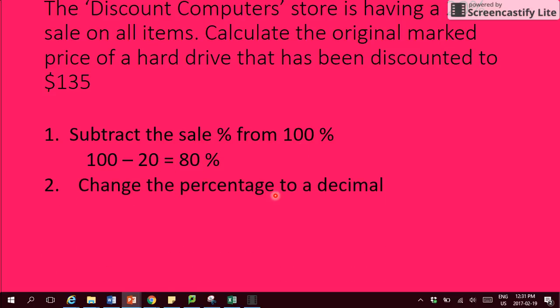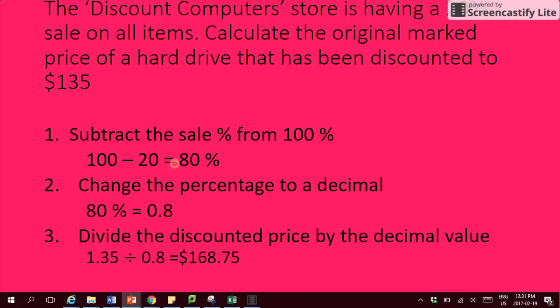Number 2, change the percentage to a decimal. So there again, we move our decimal place 2 places to the left, once and twice, and now we're sitting at 0.8. We now divide the discounted price by the decimal value, so 135 divided by 0.8, and we again round it to give us our original price, what it was before it was discounted. So it used to be $168, and now it's $135. Make sure you've written down your notes.